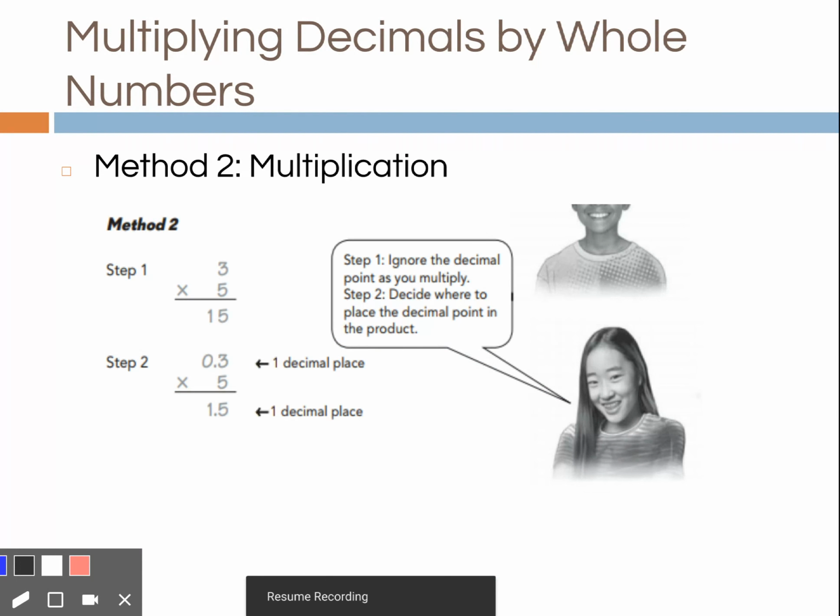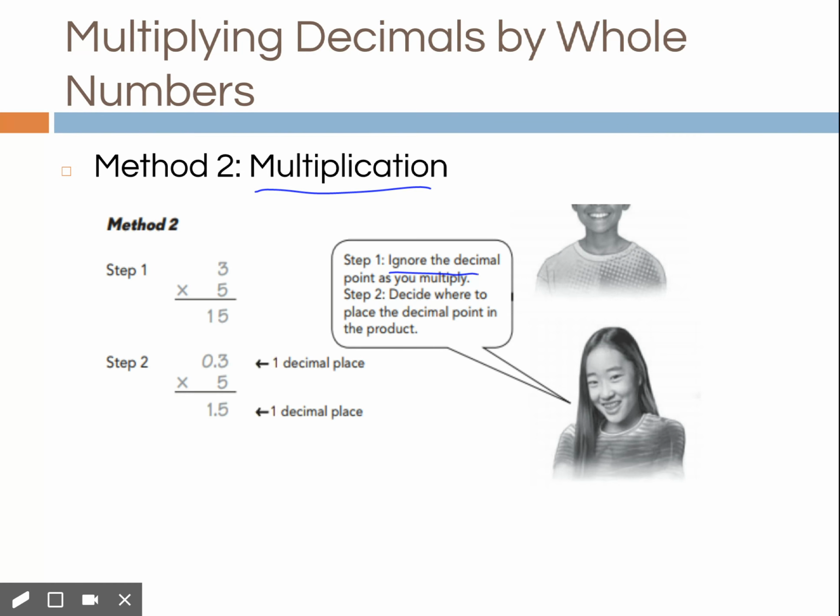The other way to multiply a decimal by a whole number is to simply use multiplication. We're going to ignore the decimal. So step 1, ignore the decimal point as we multiply. So we're taking out, again, it was 0.3 times 5. We're taking out this decimal and the 0 in front of it and just making it 3 and multiplying it by 5, which is 15. So in our original problem, we had one digit, our 3, after the decimal. So now we need to put our decimal back in so that we have one number after it.